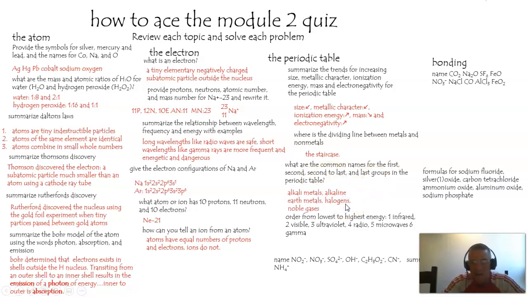Those are the ones that have those old-fashioned names. First one, alkali metals. Second one, alkaline earth metals. Second to last, the halogens like fluorine, chlorine, bromine, and the noble gases, which are perfect, are the last column.